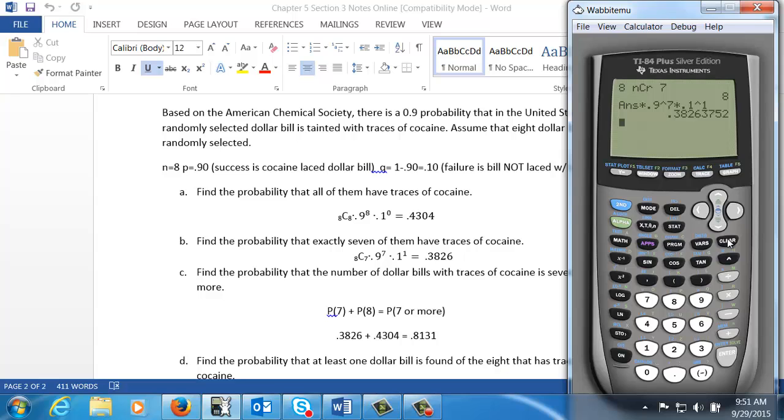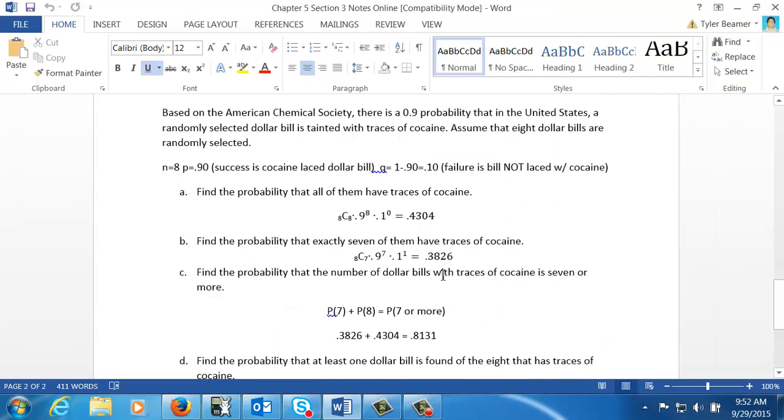We'll just continue the problem. Part C says find the probability that the number of dollar bills with traces of cocaine is 7 or more. So that would be 7 bills with cocaine or 8 bills with cocaine. So we would want to find the probability of 8 and 7 and add those up. Conveniently, we've already done that in A and B. So we add those up to get 0.8131.